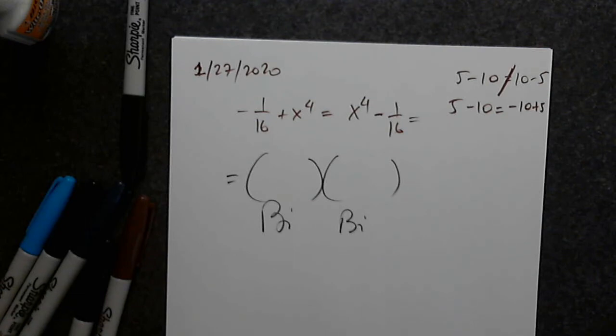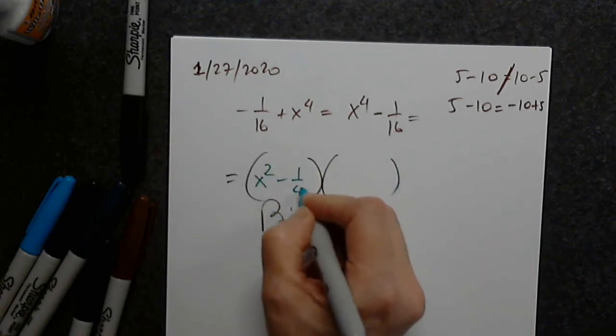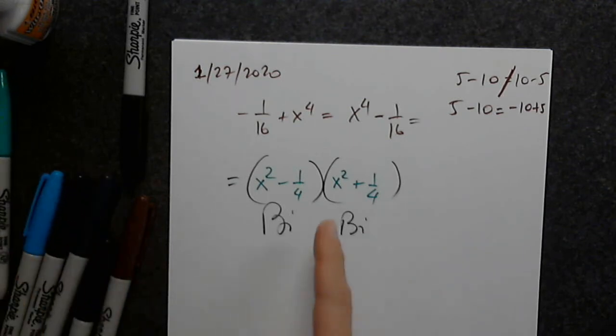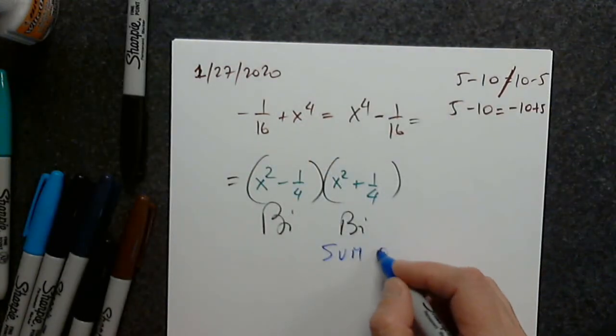So what do I square to get x to the fourth? Absolutely, it is x squared. And what do I square to get 1 over 16? Perfect. So this is x squared minus 1/4 and x squared plus 1/4. If you watch the videos carefully, you realize that x squared plus 1/4 is or is not factorable. Careful, sum of squares is not factorable.